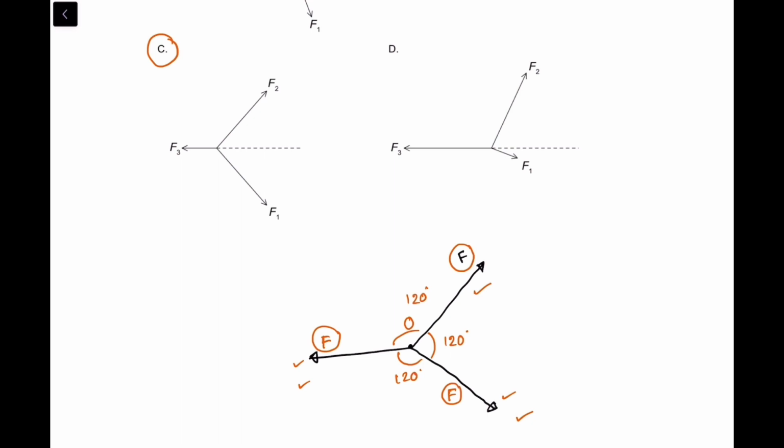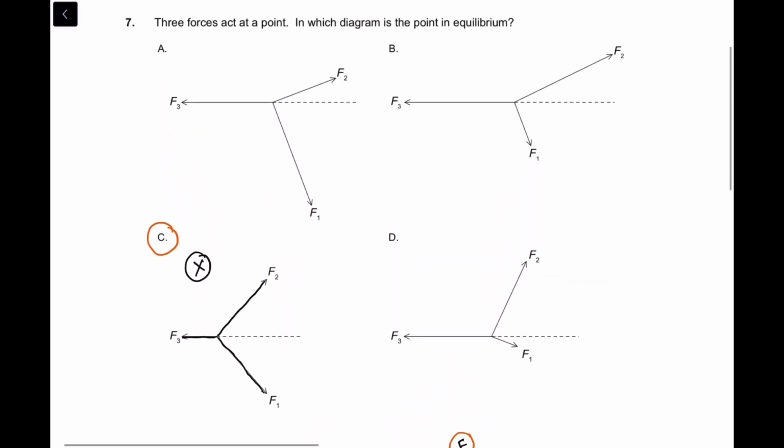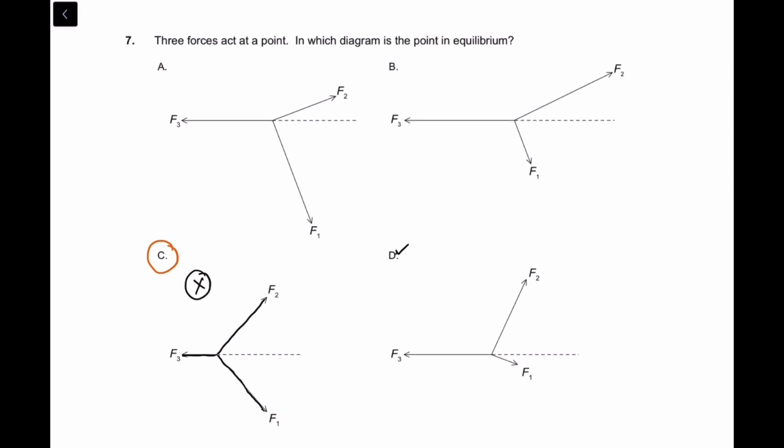Why can't I say? Because in option C, the lengths of these two vectors are equal, but it's not equal to our F3 vector. So option C is our incorrect answer. Now comes option D. For equilibrium, the summation of net force along the y-axis should also be equal to 0.